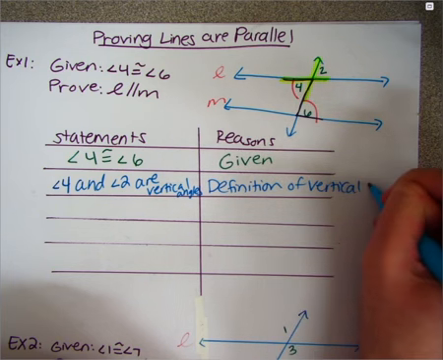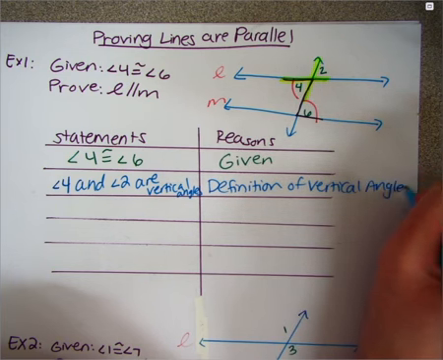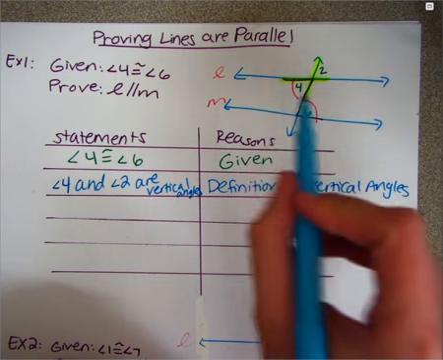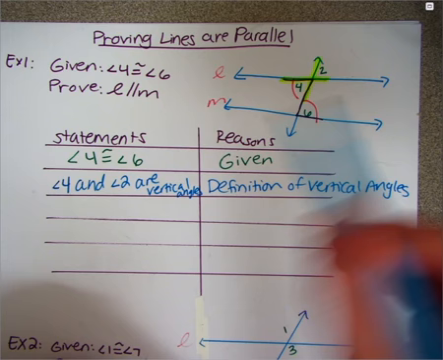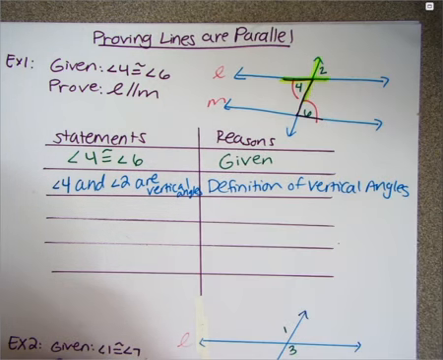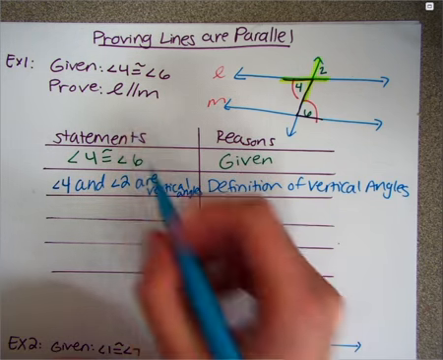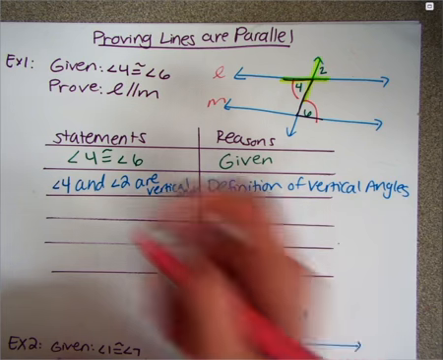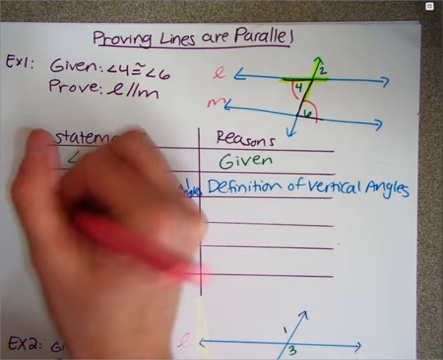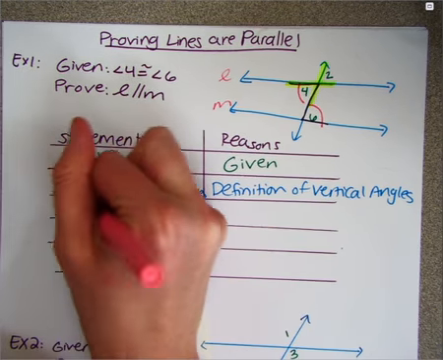Definition of vertical angles. And now that I have declared that those are vertical angles, now that I know they're vertical, how do vertical angles relate to each other? Yes, that is correct, like normal, you guys. You are super smart. So I know angle 4 is congruent to angle 2.